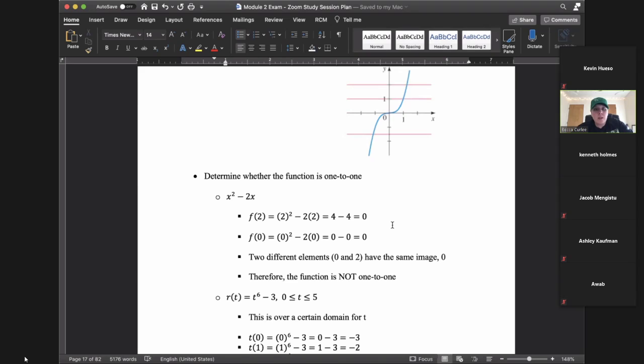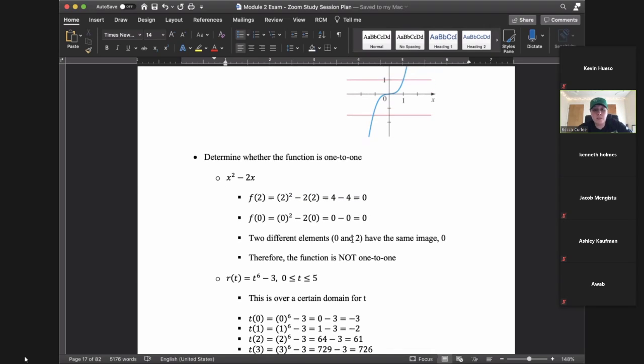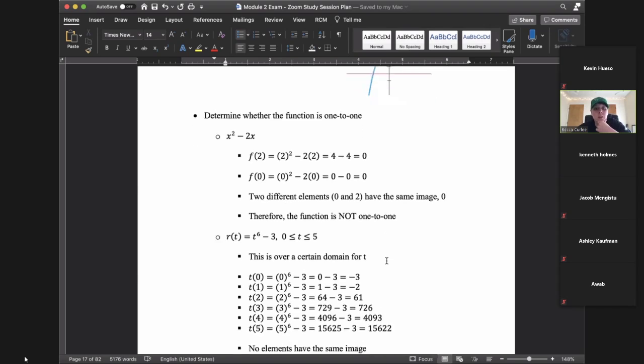So determining whether a function is 1 to 1, you basically just want to see if any of the x's have the same y value. So if you have x squared minus 2x, then f of 2 equals 0, because 2 squared minus 2 times 2 is 4 minus 4, which equals 0. And also f of 0 is 0 squared minus 2 times 0, which equals 0 minus 0, which equals 0. So two different x's have the same image, which is 0. Therefore, it's not 1 to 1, because you can't have two x values with the same y value.